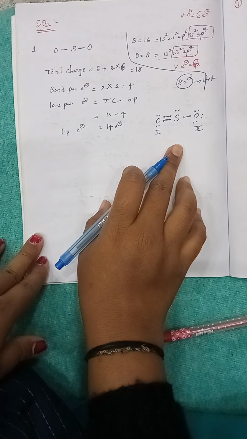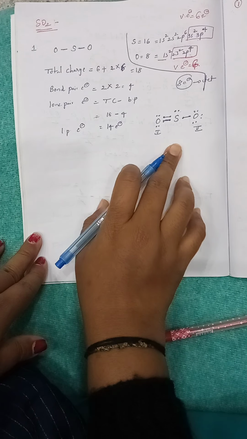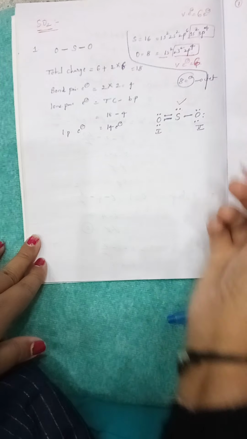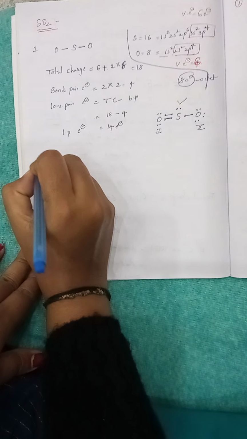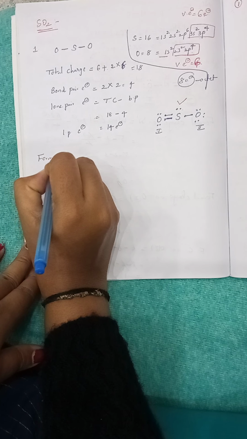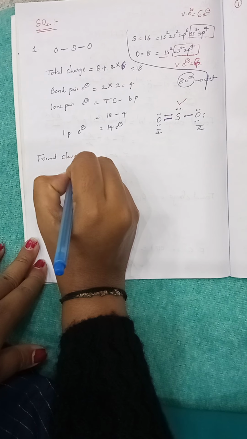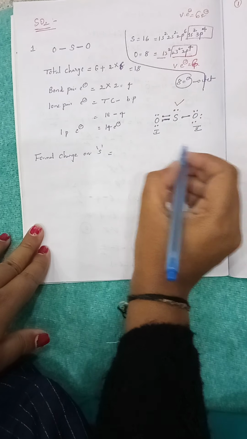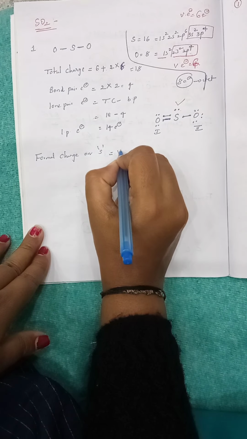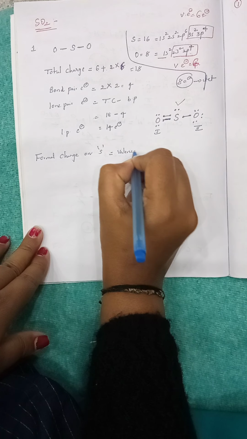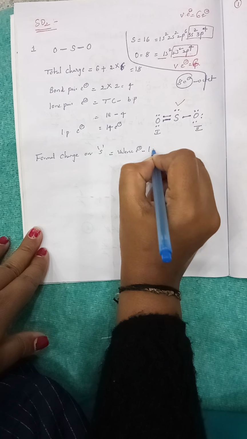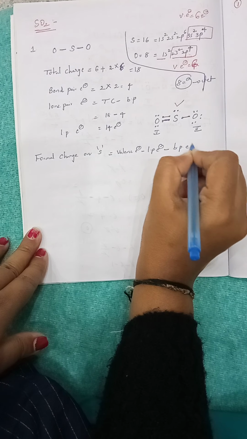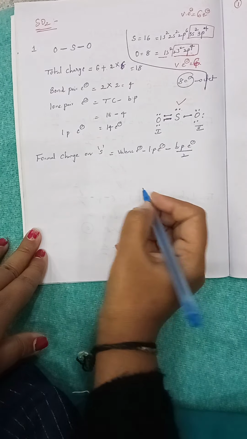Okay, so based on that, now we want to find out its formal charge. First we'll find out the formal charge for the sulfur. Formal charge on sulfur atom equals valence electrons minus lone pair electrons minus bond pair electrons by 2.